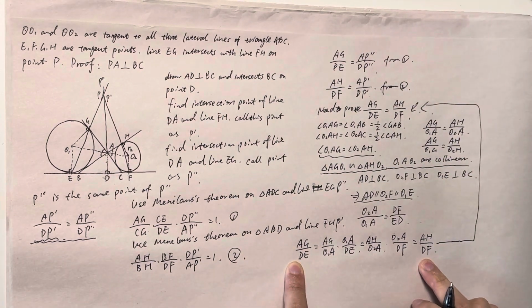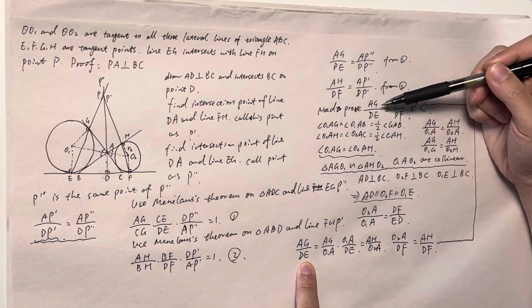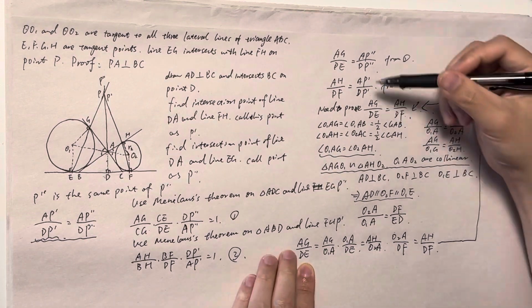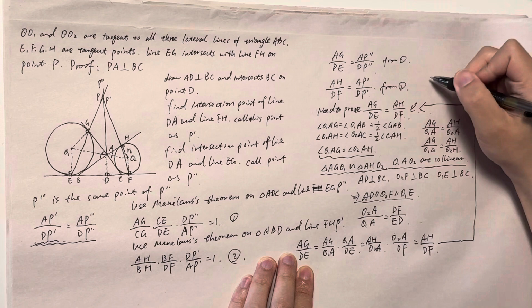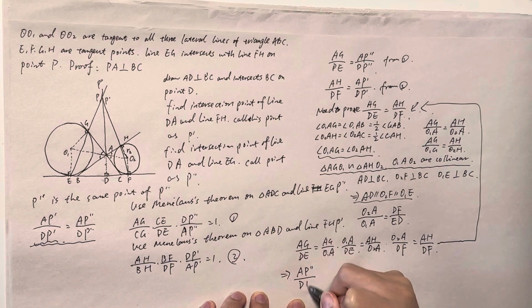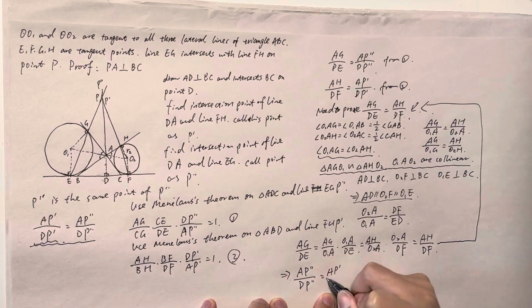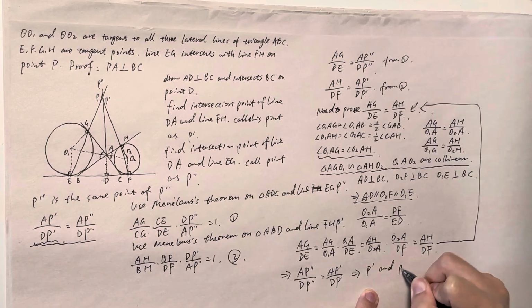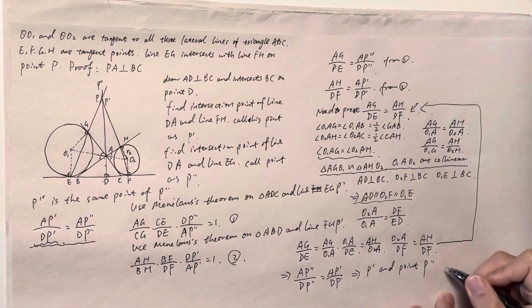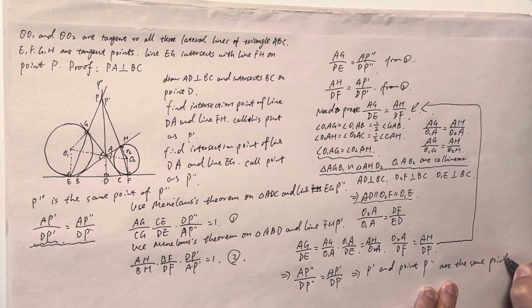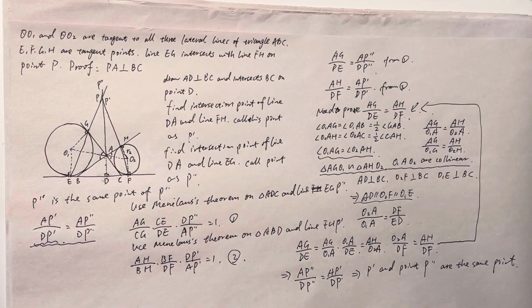So we proved that the ratio AG to DE equals the ratio AH to DF, which means AP double prime to DP double prime equals AP prime to DP prime, which means point P prime and point P double prime are the same point. And this point is point P.